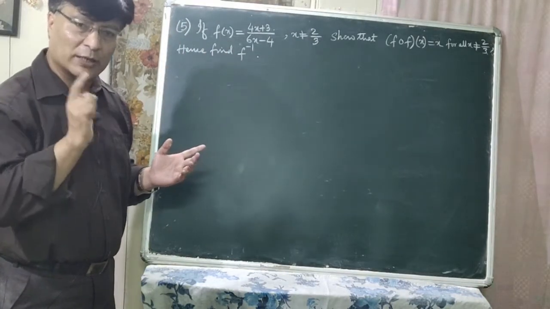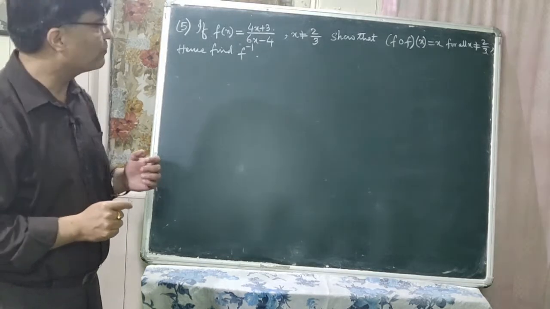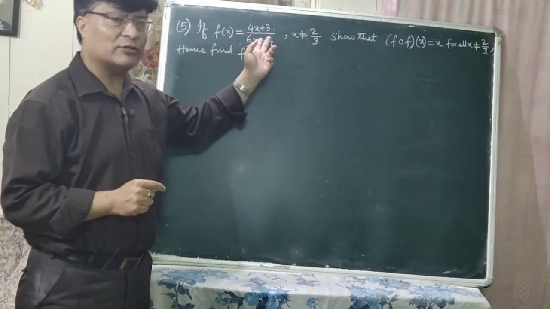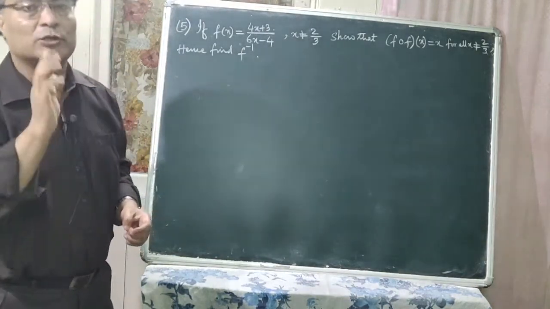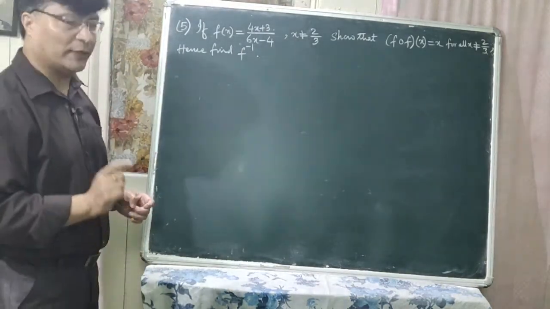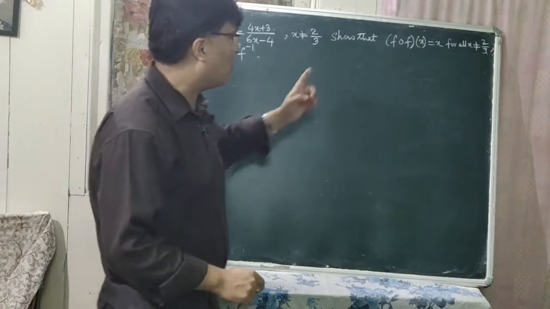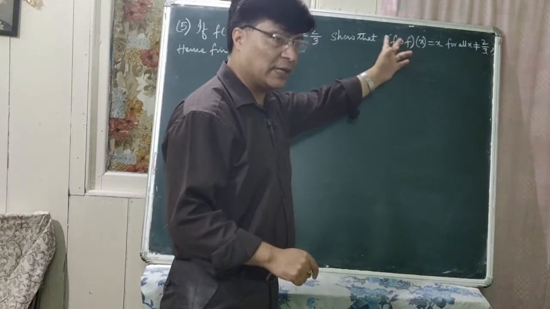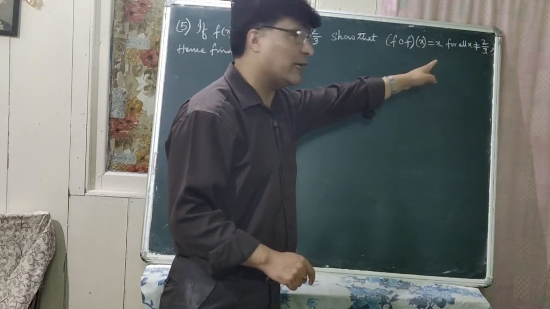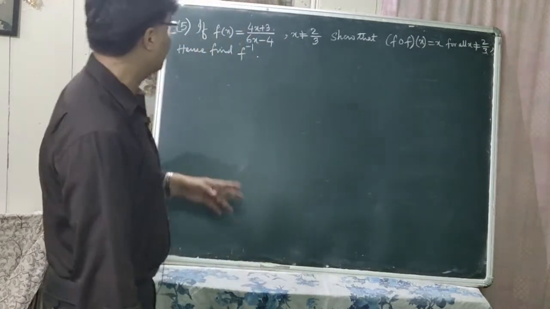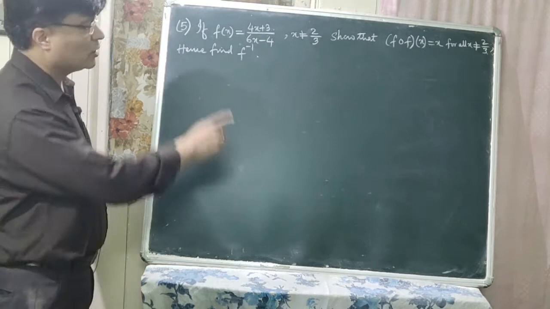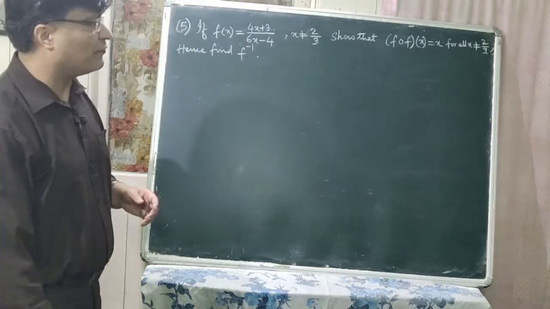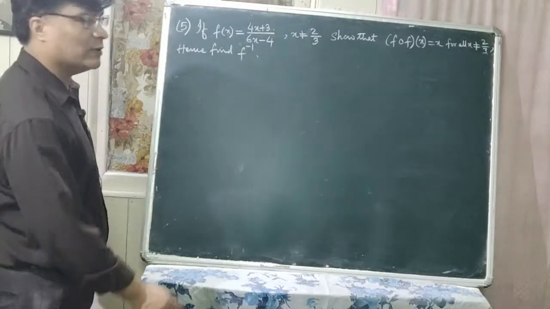That's why it is given x not equal to 2 by 3. For all x, but x not equal to 2 by 3. So in this case, all values of x are defined here except x equal to 2 by 3. So x should not be equal to 2 by 3. You have to show that f of f of x is equal to x for all x not equal to 2 by 3. And hence you have to find out f inverse. Okay. So let us prove that f of f of x is equal to x.